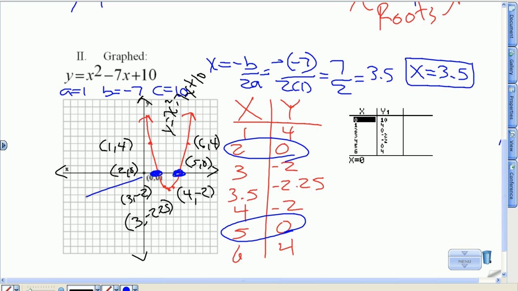Those points are the roots. These points from your table are the roots. So depending on whether or not you have to graph it, the table can tell you the roots, the drawing can definitely tell you the roots. Those are the roots of the quadratic.